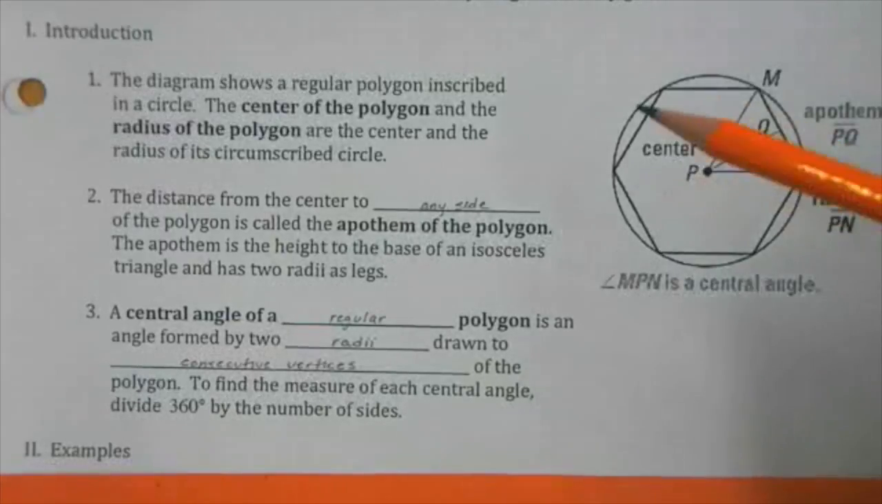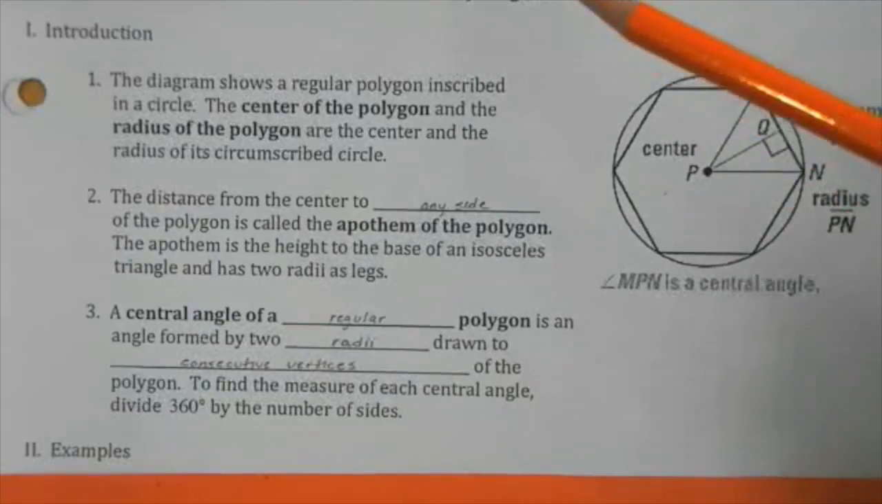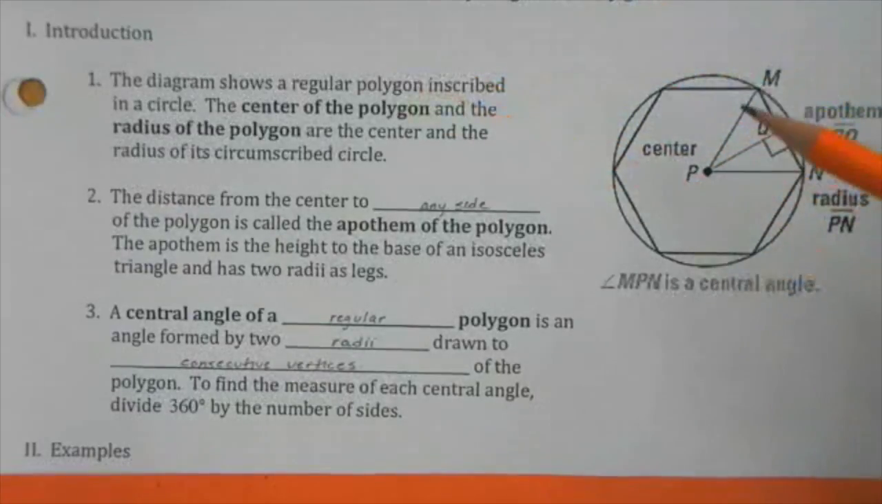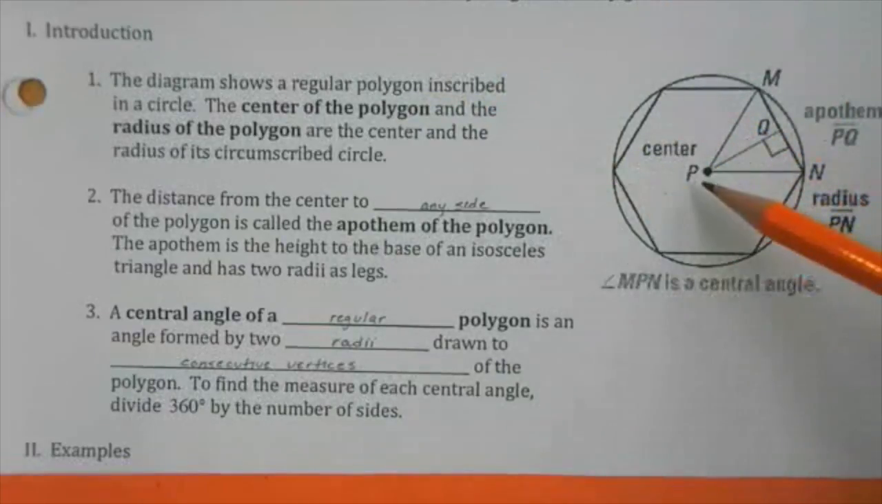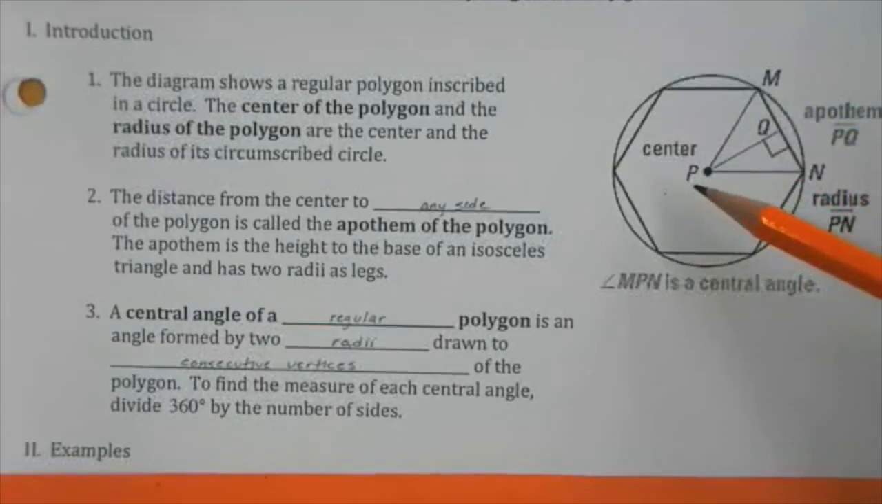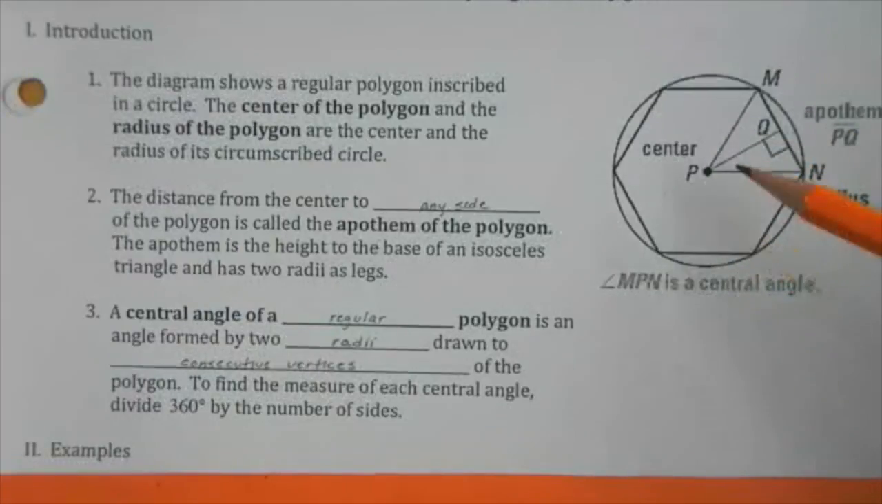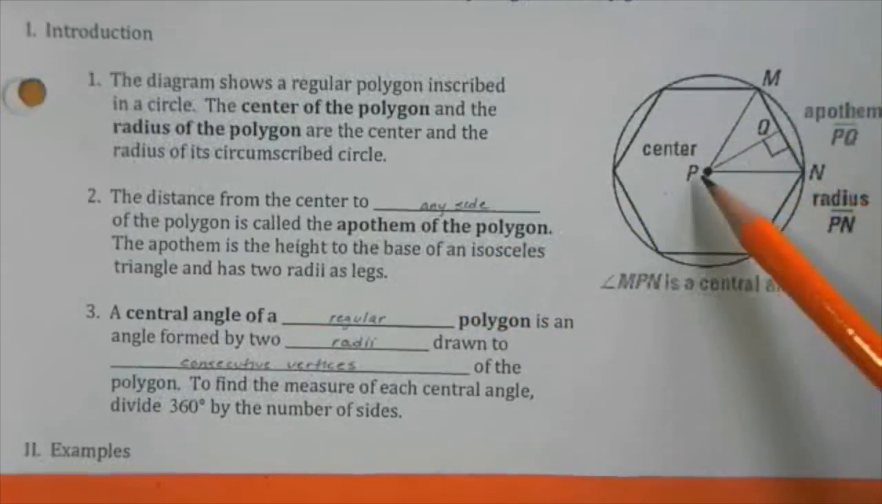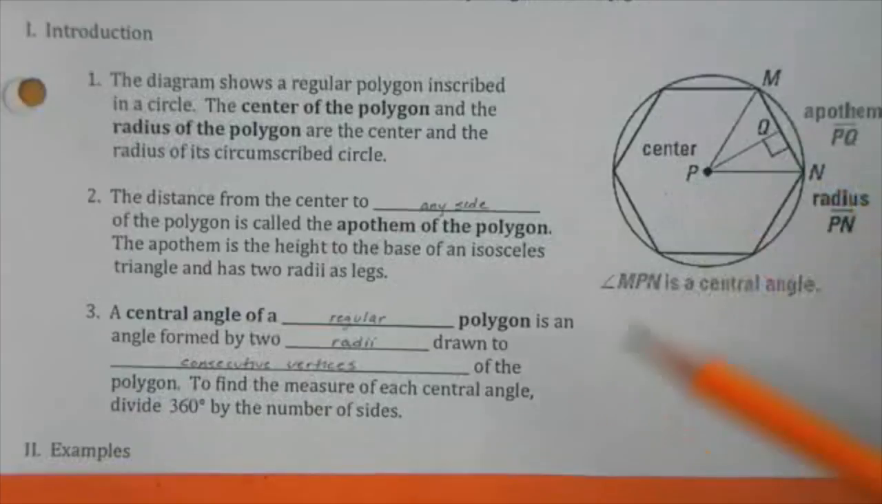Hello, greetings, and welcome to section 11.3, Areas of Regular Polygons. The diagram here shows a regular polygon inscribed in a circle. The center of the polygon and the radius of the polygon are the center and the radius of its circumscribed circle. So the distance from the center to any side of the polygon is called the apothem of the polygon. So we have that here with PQ.